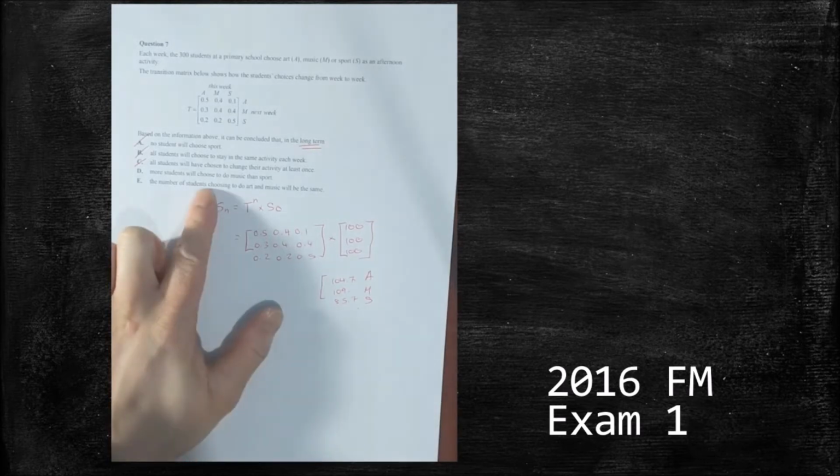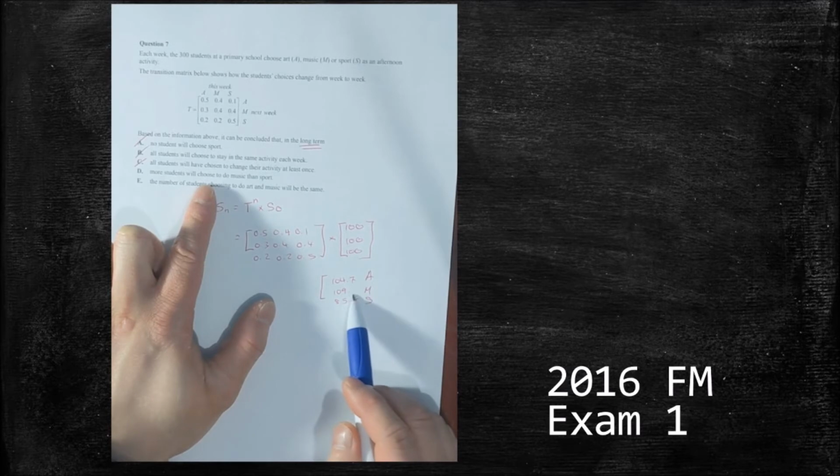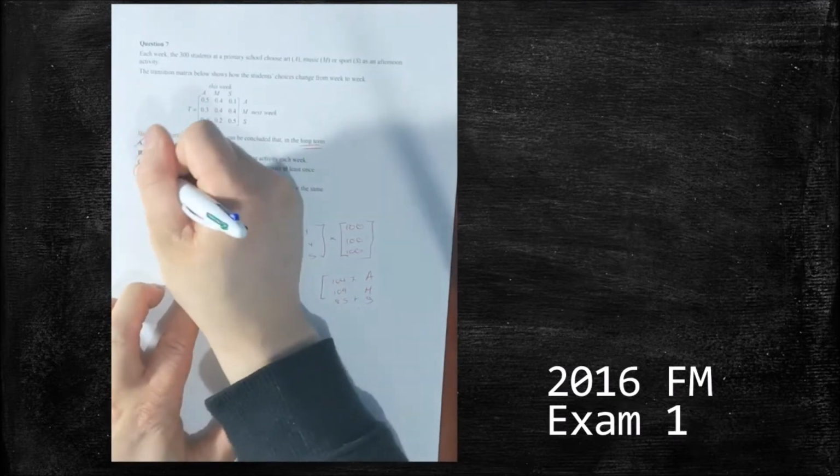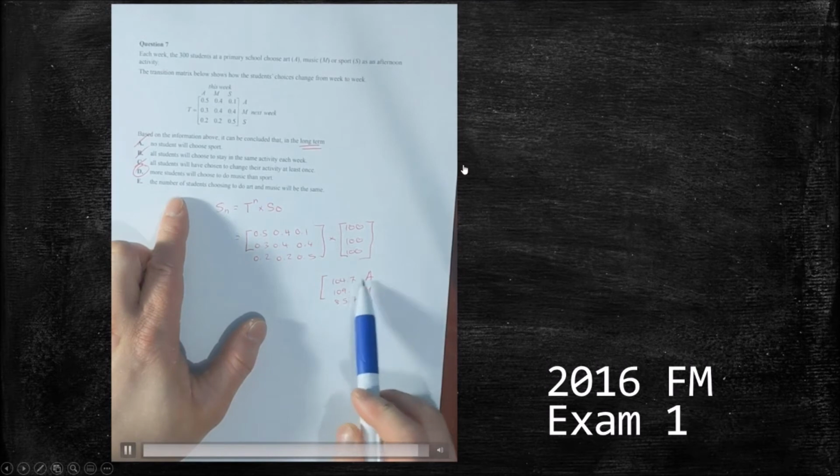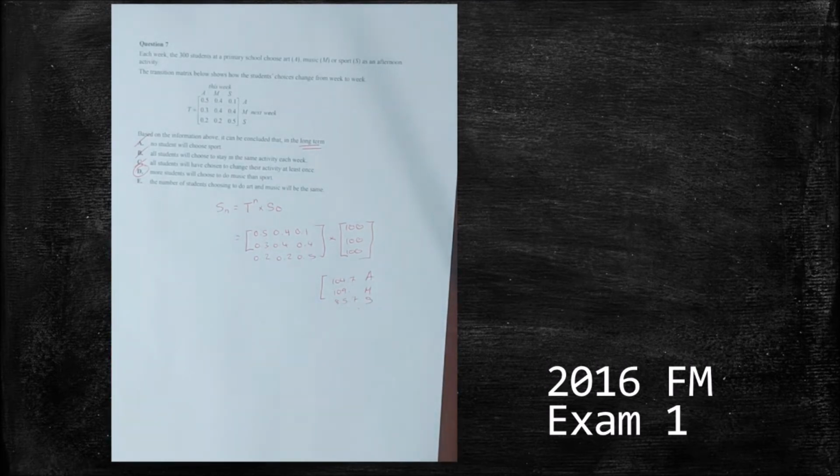More students will pick music than sport. That's correct. As you can see, 109 to music and 85.7 to sport. So that's a possible answer. And the number of students choosing to do art and music will be the same, and that's obviously not right. There are more people doing music than art. So the answer is D. Thank you very much.